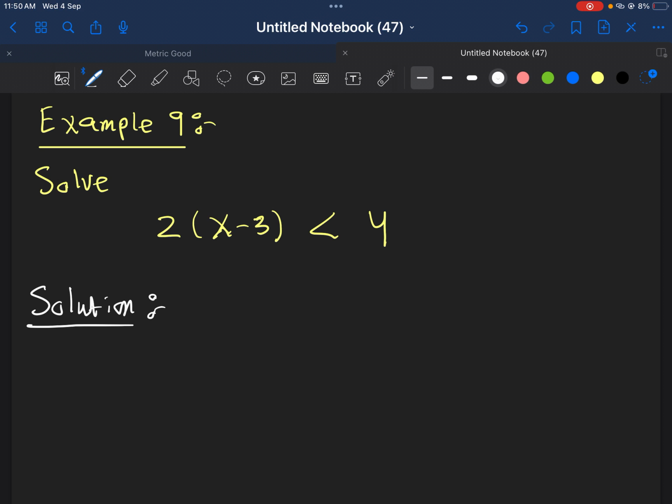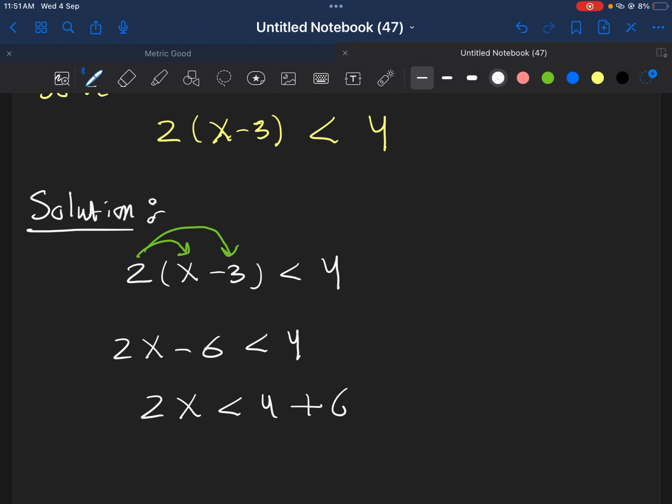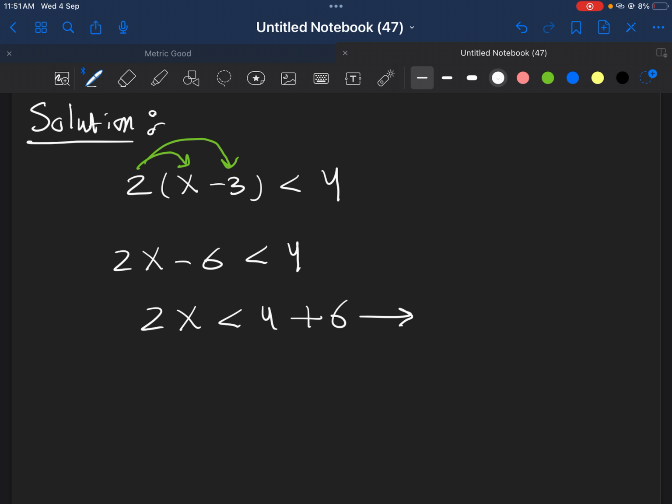So, that being said, if we want to solve this inequality, we will solve it the same way we solve an equation. The first step is we open the bracket. So we get 2x - 6 < 4. Take all the numbers together, so we get 2x < 4 + 6. Why is it a plus? Because when we move it to the other side, the sign has to change. So we get 2x < 10.